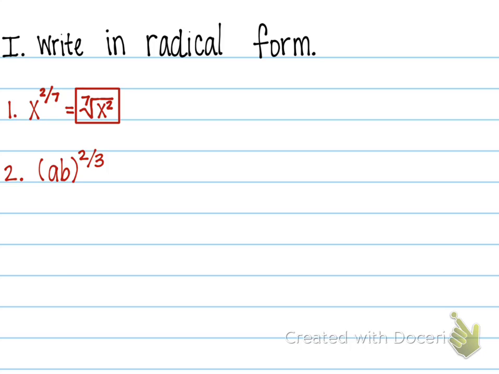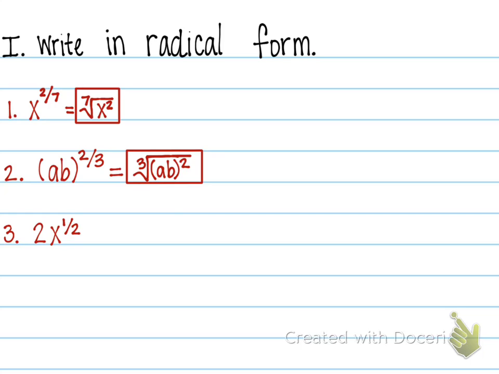Okay, now let's look at number 2. So now we have ab in parentheses raised to the 2/3. Since we have a and b in the parentheses together, they're both being raised to the 2/3, so we have to keep them together. The 3 is on the bottom, in our denominator, so it's going to be our index. So we're going to take the cube root, and then we keep that a and b in parentheses, so that we raise the whole thing to the 2nd power. So we're squaring the whole thing.